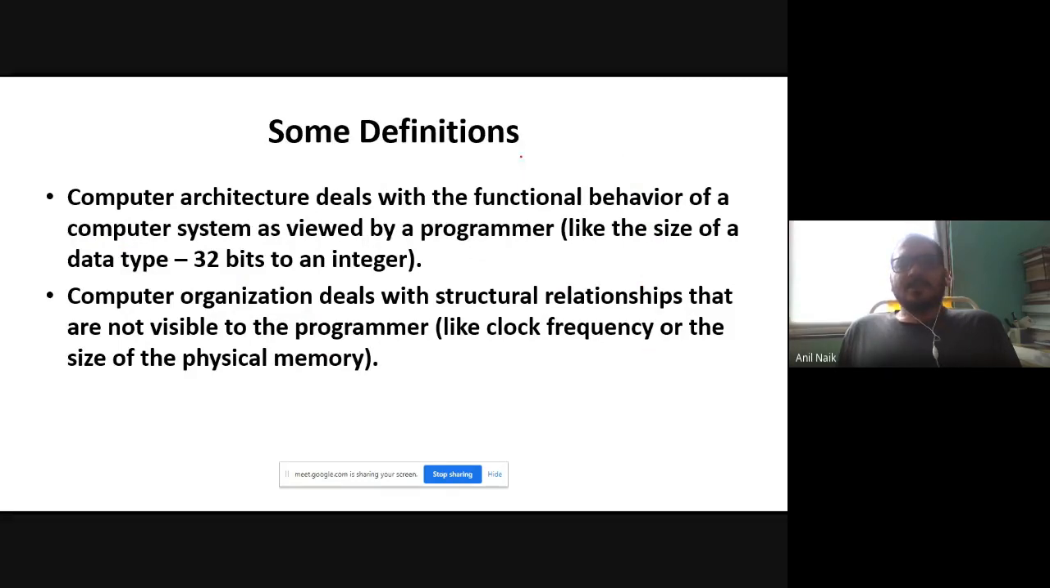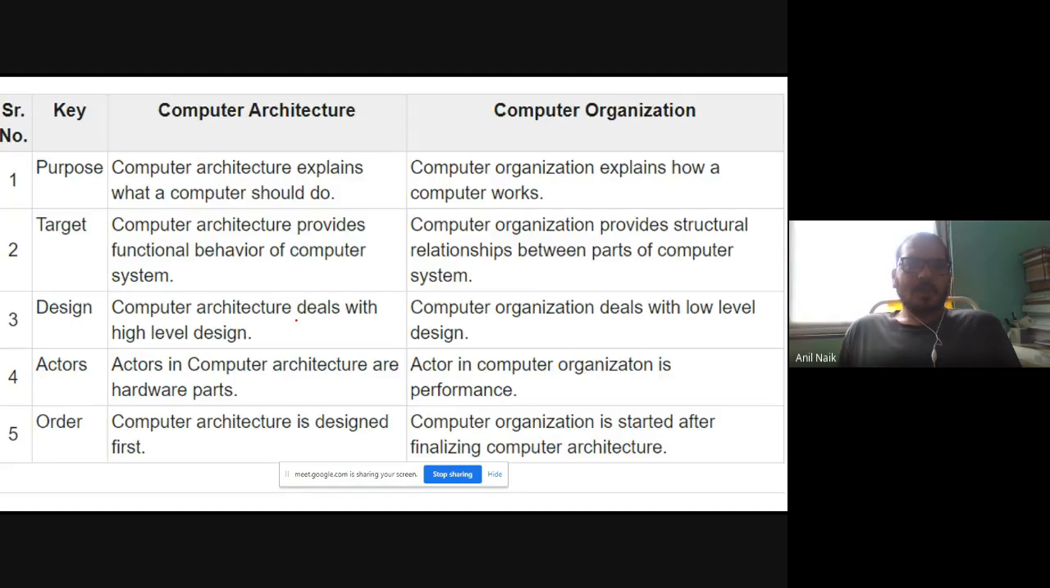Some of the definitions: computer architecture deals with the functional behavior of the computer system as viewed by the programmers, like whether it is a 32-bit processor or a 64-bit processor. And computer organization deals with the relationships that are not visible, that is, the relationship between the different components. So this is the difference between computer architecture and computer organization.